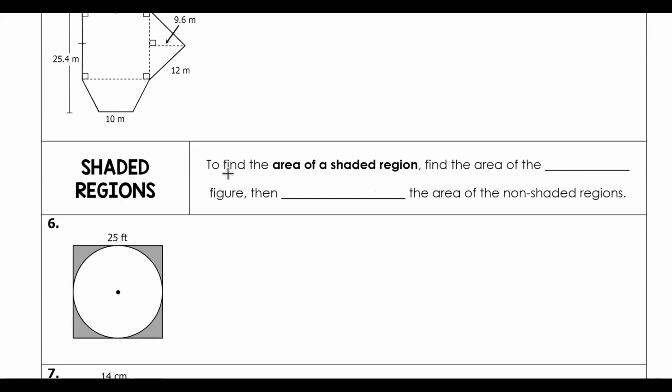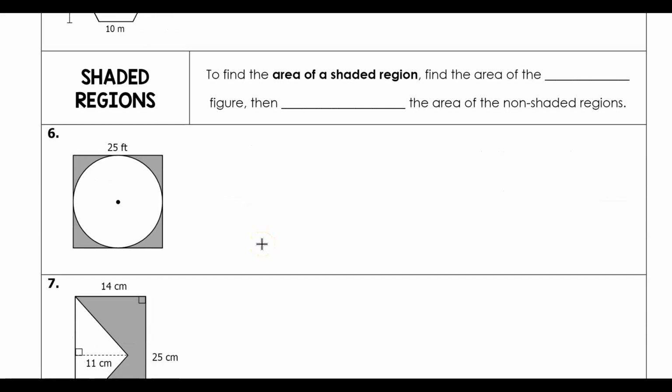So in the first two examples, we were adding areas. In these examples, we're going to be subtracting areas. So to find the area of a shaded region, find the area of the entire figure, then subtract the area of the non-shaded region. So we're kind of taking out a hole.